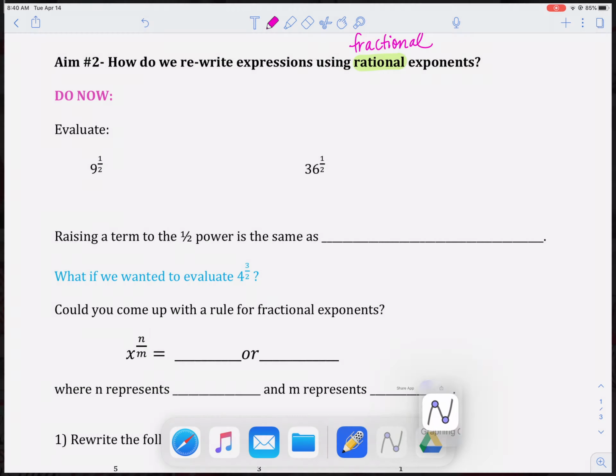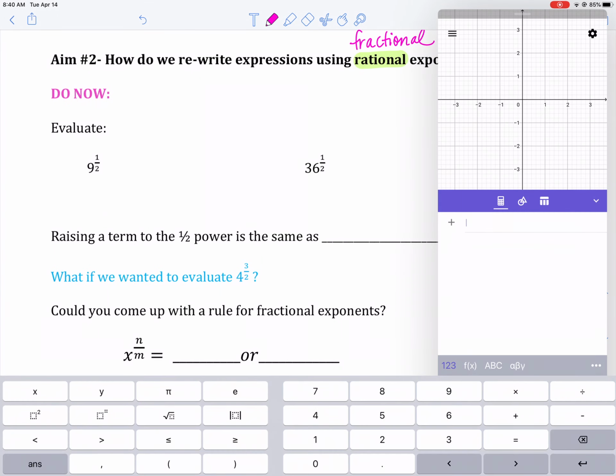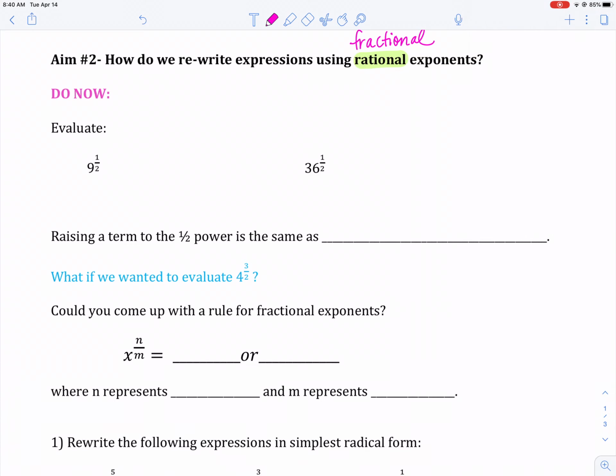So if we go into GeoGebra and I do 9 to the 1/2, I get 3. And if I do 36 to the 1/2, I get 6. So here we go. In this, we get 3, and 36 to the 1/2 is 6.